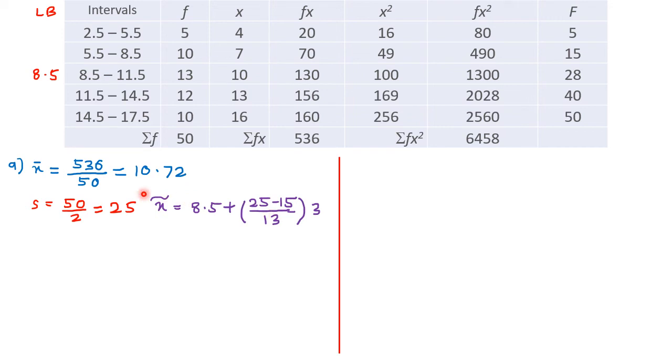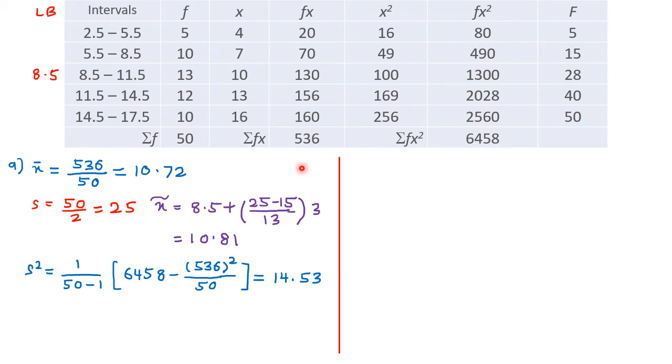Then n over 2, 25, minus 15, the cumulative frequency before that, divided by 13, that is the frequency in this class interval. And then the size is 3. Since the difference is the same, we can subtract directly, so 11.5 minus 8.5, which is 3. Then we got the value of the median, which is 10.81.